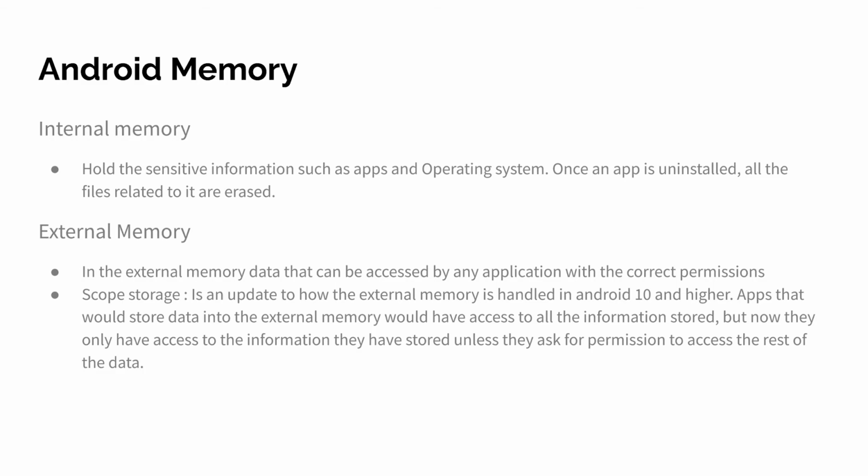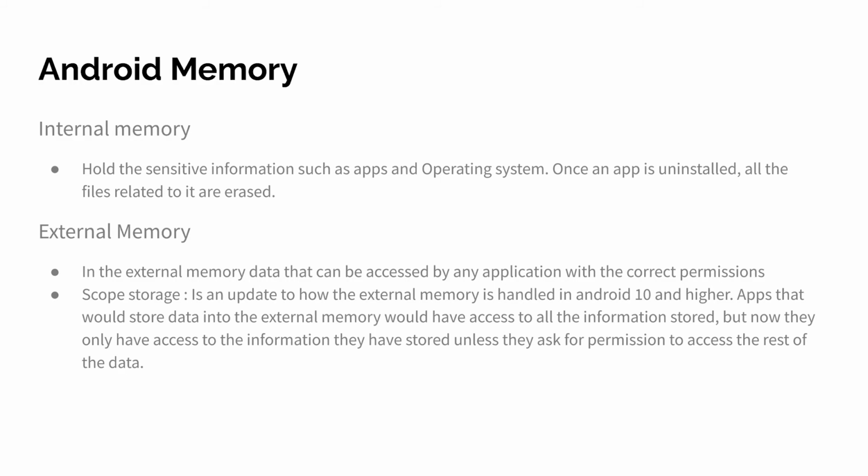The Android memory is separated in internal memory and external memory. In the internal memory, we could find the operating systems and the apps. The Android system uses a Linux user-based protection that isolates the apps from each other. So if you install an app that has malware, it won't affect the other apps or the operating system. And the user can access this internal memory. And also, when you uninstall an app, every file of the app is erased.